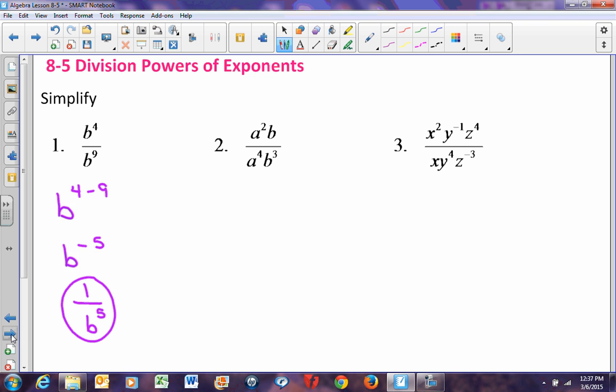Problem number 2, a to the 2nd times b divided by a to the 4th b to the 3rd. That becomes a to the 2 minus 4, b to the 1 minus 3, because remember, if a variable or a number does not have an exponent, that exponent is always a 1. So this becomes a to the negative 2nd, b to the negative 2nd, which simplifies to 1 over a squared b squared.